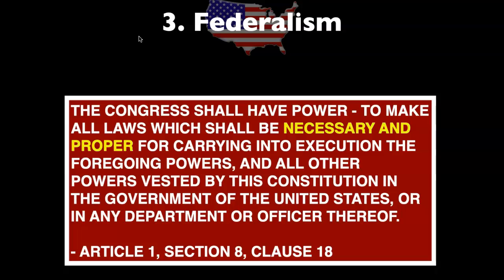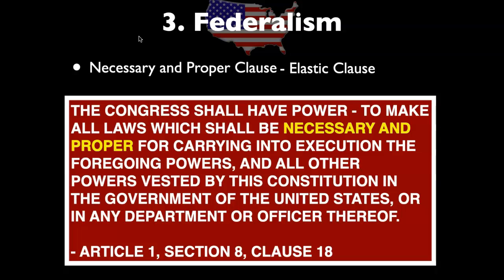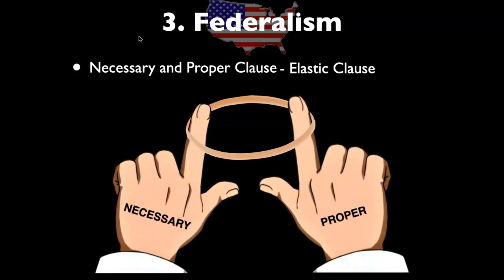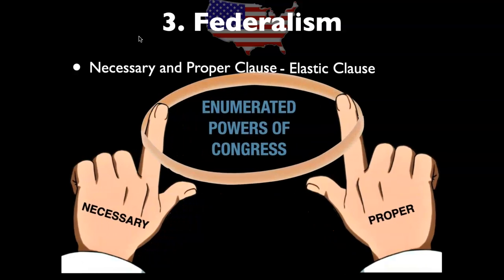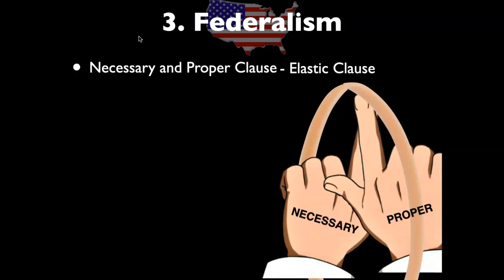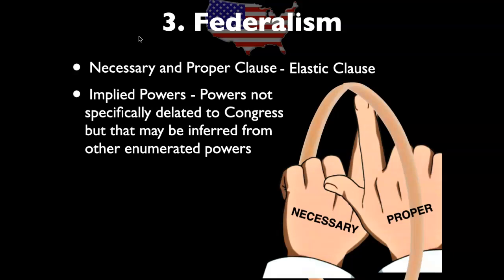So necessary and proper, this has another name too. We also call it the Elastic Clause. What do you think of something elastic, like a rubber band? What does it do? Well, it stretches, right? So this clause allows Congress to essentially stretch its powers beyond just the actual written words of the Constitution. So things are not specifically delegated to Congress, but can be inferred from the other powers that are actually spelled out, are basically allowed.